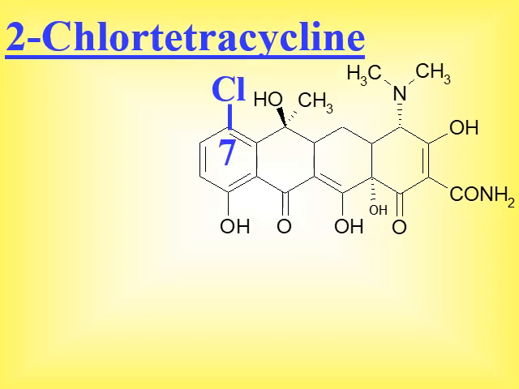Another natural one is chlortetracycline. What is the difference between it and tetracycline is the presence of a chloride atom at position number 7. This compound is no longer used. Why? Because of its poor bioavailability. But this compound is still marketed in ointment form for only topical and ophthalmic use.